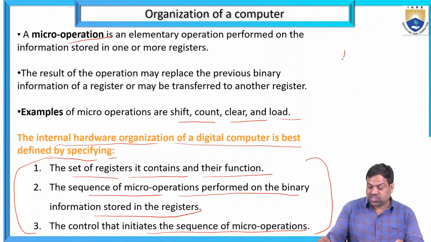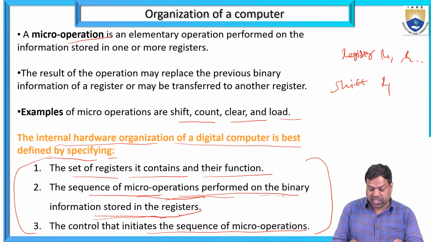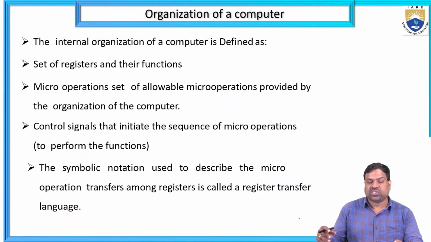For the set of registers, I'm taking the registers R1, R2, and so on, and their functions. For the sequence of micro operations, for example, I'm taking shift R1. These micro operations act on binary information stored in the registers, and the control initiates the sequence of micro operations. The sequence of operations or instructions is important.